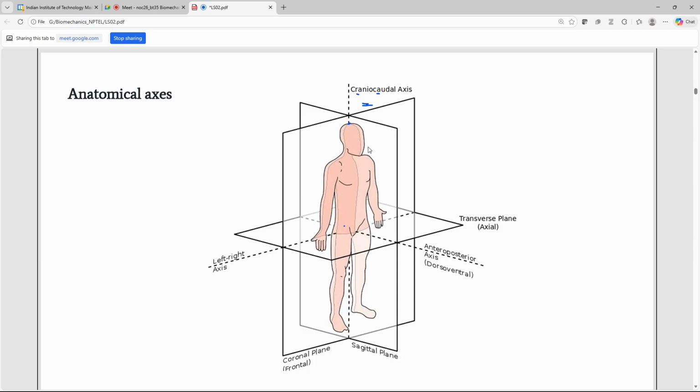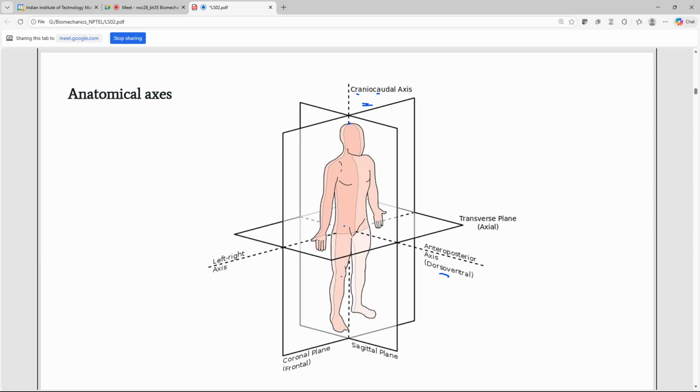Similarly, the axis which is created by the sagittal plane or median plane and a transverse plane is called the dorsoventral axis, or anterior-posterior axis.